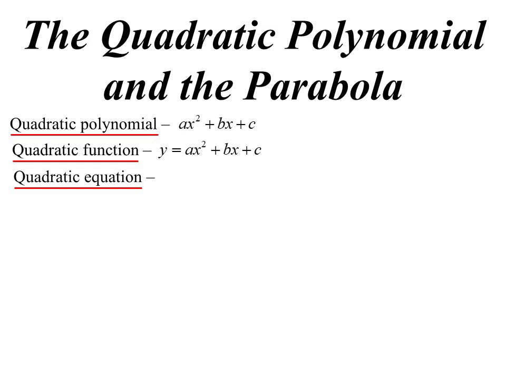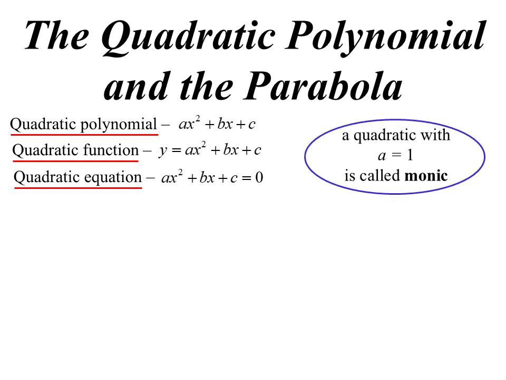And then of course there's another type of quadratic we see. It's a quadratic equation, and that's when we make the polynomial equal to a number. More often than not we see it equaling 0. Now, ax squared plus bx plus c equals 0 is a quadratic equation. If that coefficient of x squared happens to be 1, we call it monic.